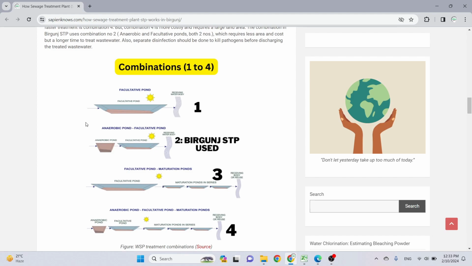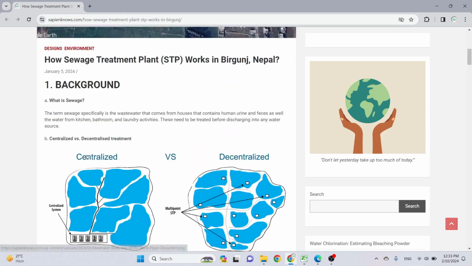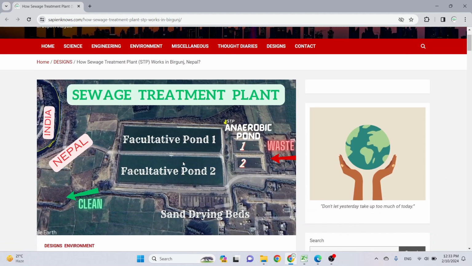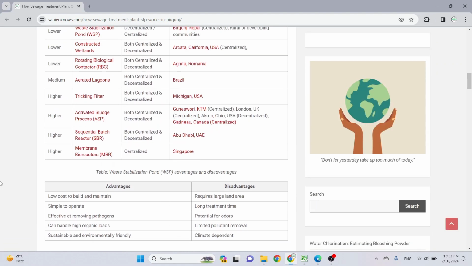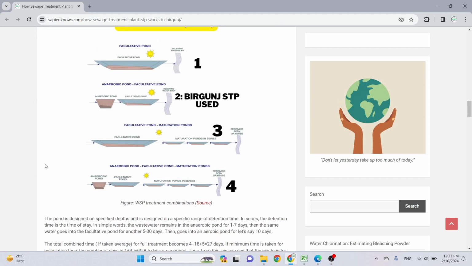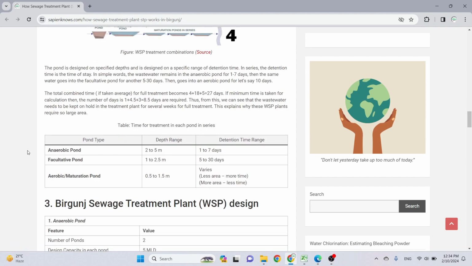The waste stabilization pond can be made in several configurations in different forms. In the first, we can see there is only a facultative pond. In the second, there is an anaerobic pond and a facultative pond, like the case of this, where there are two anaerobic ponds and two facultative ponds. And also it can be a facultative pond and a series of maturation ponds, or an anaerobic pond, a facultative pond, and a series of maturation ponds.